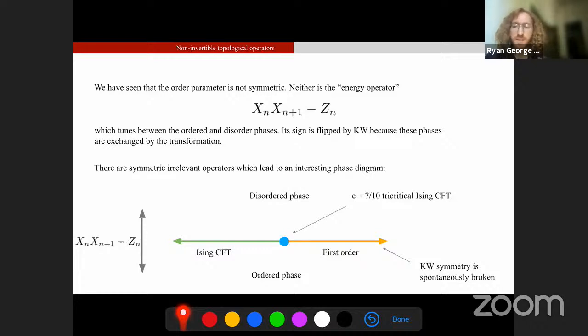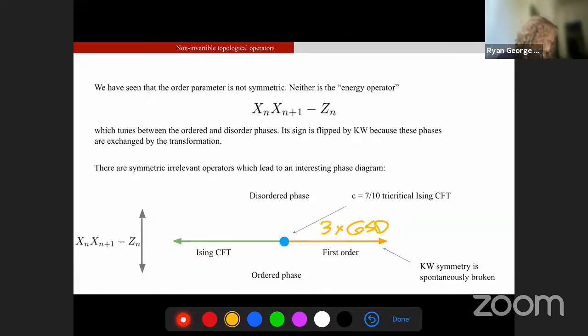But there are symmetric irrelevant operators. Like there's a dimension 4 one, it's actually T T-bar, that if you give it a large enough coefficient, so you do some large perturbation, you will eventually pass through some further critical point, which in this case is this central charge 7/10 theory called tricritical Ising. And then on the other side of that, we have a phase with threefold ground state degeneracy. And that phase has the same categorical symmetry.